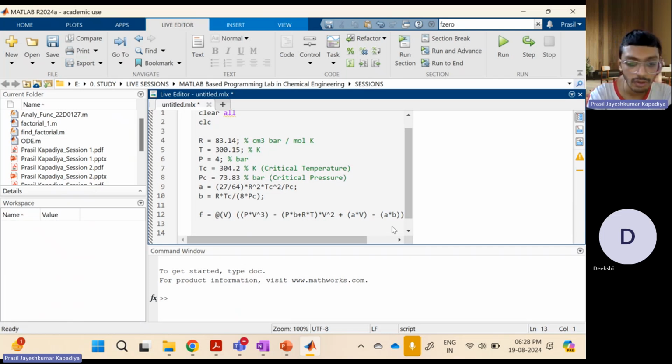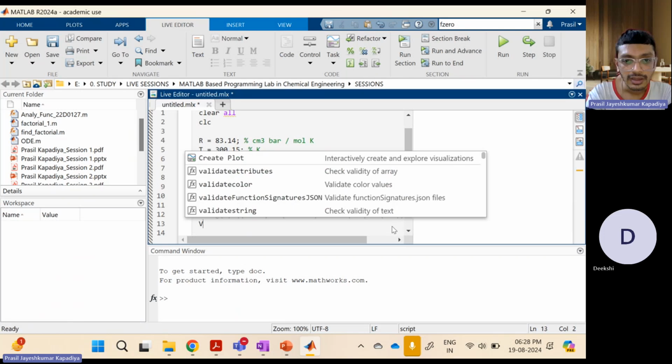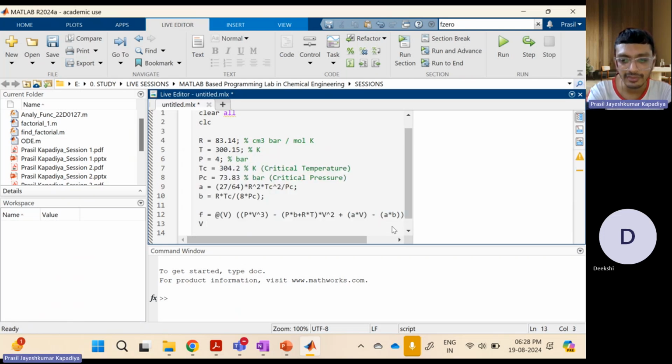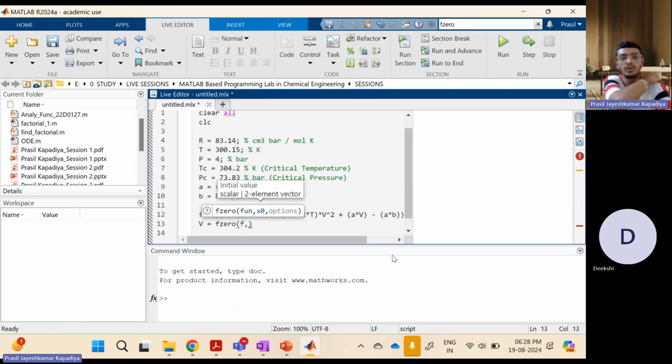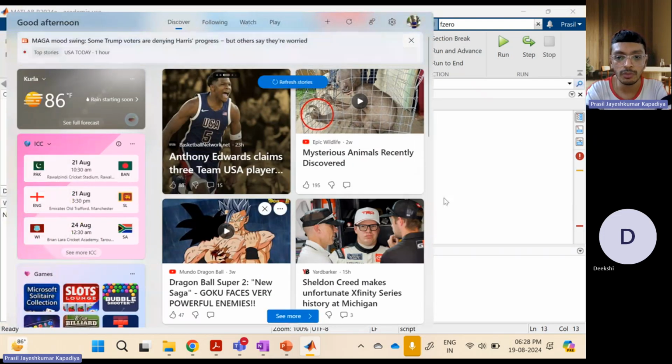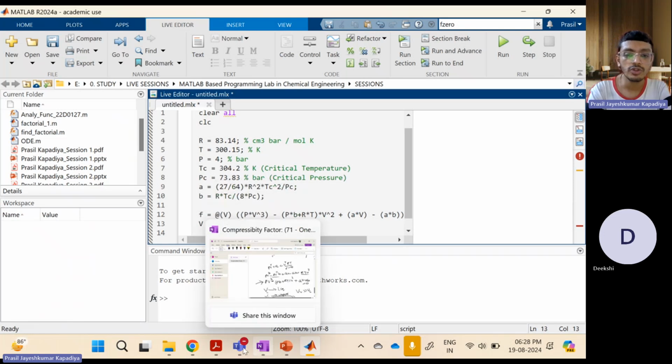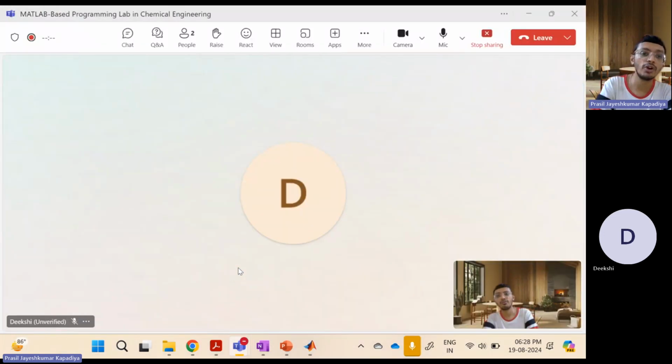So this equation will be solved as, let's say, my volume V. I guess V won't work. Okay, let's take V is equal to F0. What do I need to first write? Equation. So that is F. Okay, so here when I want to find the actual volume or actual vapor volume of a gas, what should be my initial guess? What is the value of V from which I should start or initiate?